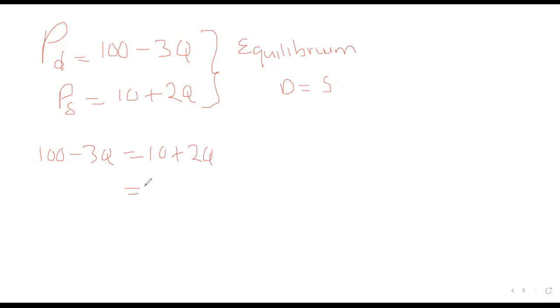Here we have the following. 100 is here, the numbers will be on one side. What happens to this 10? When it crosses, it will subtract. What happens with this 3Q? When it crosses, it will be positive. So 100 minus 10 is 90. 3Q plus 2Q, we get 5Q. So when you divide both sides by 5, we're going to get our equilibrium quantity, which is 18.